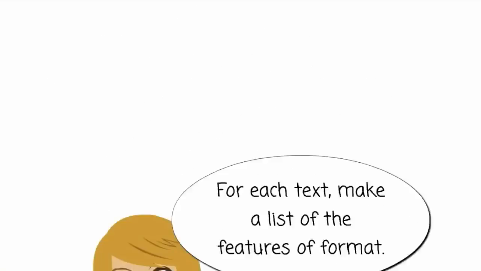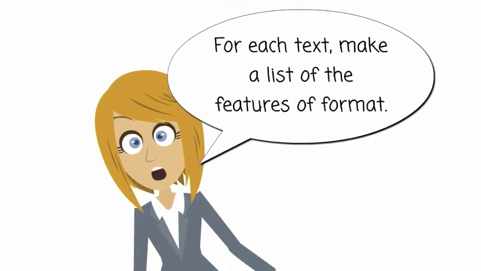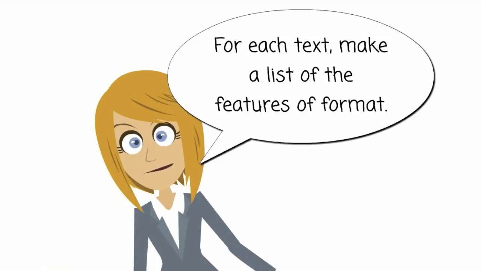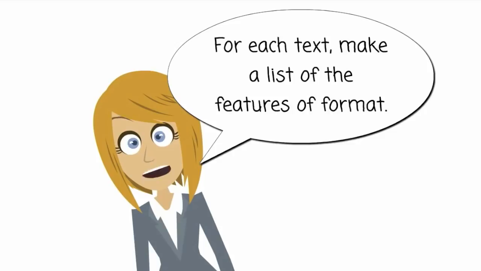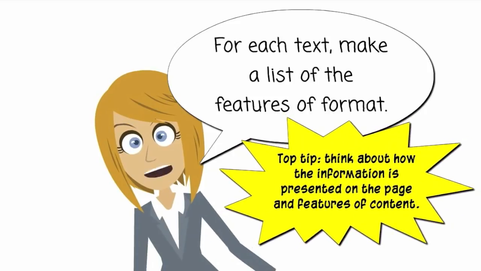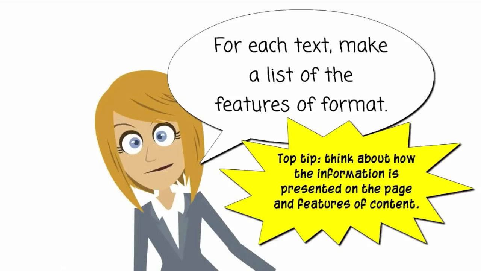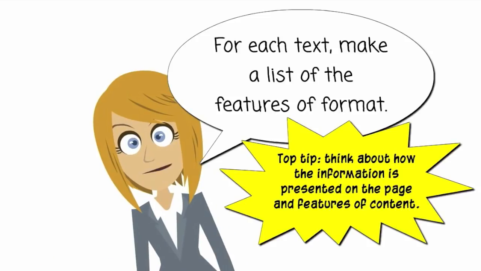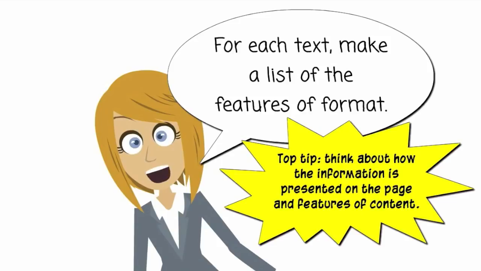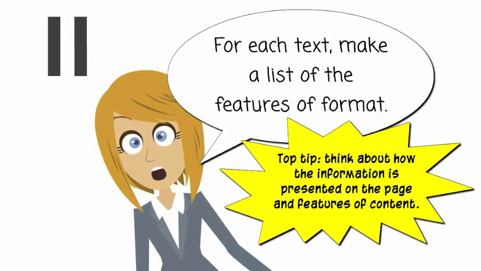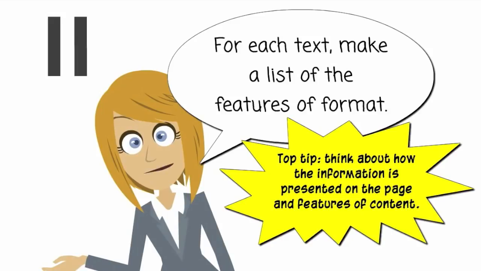Okay, another task then for you. For each text type, I want you to make a list of the features of that format. So what do you expect to see in that kind of text? So a top tip there is to think about how the information is presented on the page and the features of content, so what techniques perhaps are being used. So it's time again for you to pause and see if you can make a list of the features of format for each of those texts. Now you can do that however you like, a list, a spider map, mind map, however you like.